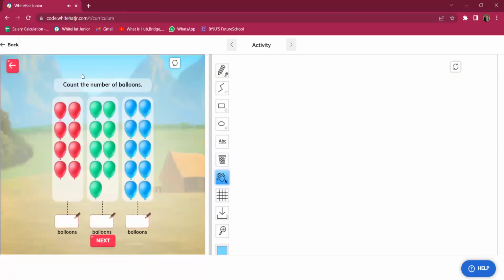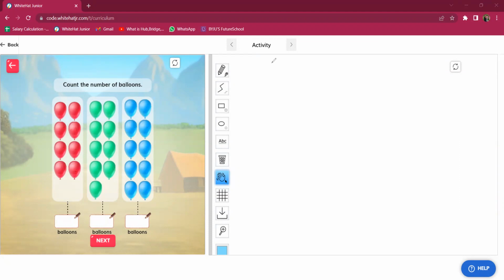Count the number of balloons. If you count the balloons over here, you have 1, 2, 3, 4, 5, 6, 7, 8. So here you have 8 balloons. 1, 2, 3, 4, 5, 6, 7, 8, 9. So you'll write here 9 balloons. And here you have 1, 2, 3, 4, 5, 6, 7, 8, 9, 10. So how to write the number 10? 1 and 0. Okay. Let's move to the next question.